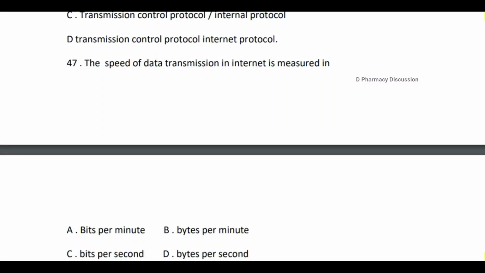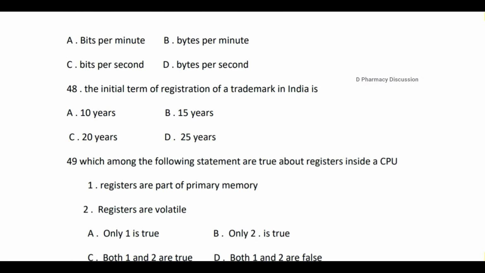Next question. The initial term of registration of a trademark in India is option A 10 years, B 15 years, C 20 years, and option D 25 years. Correct answer is option A, that is 10 years.